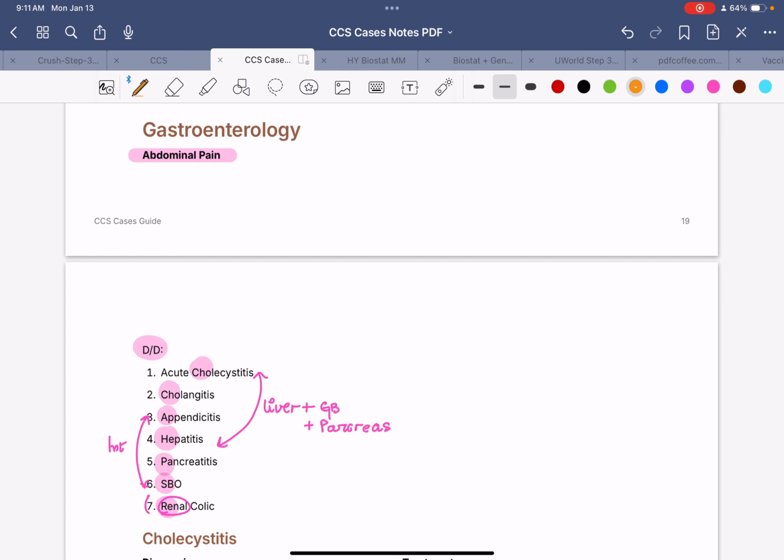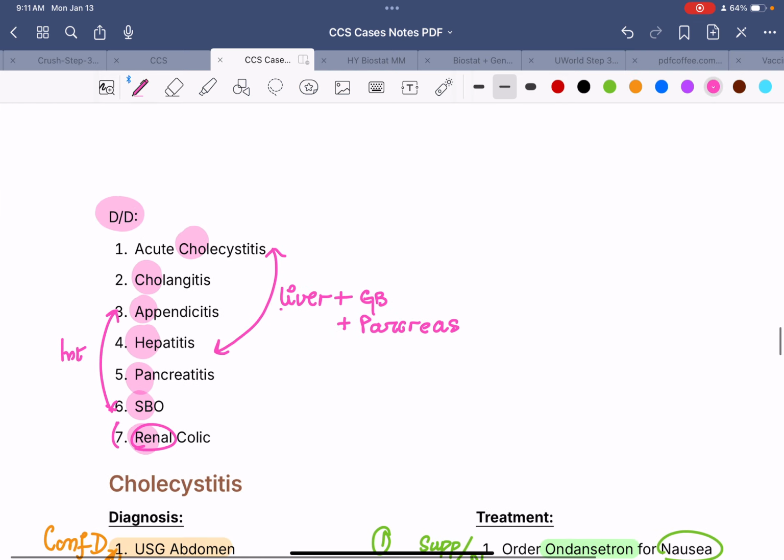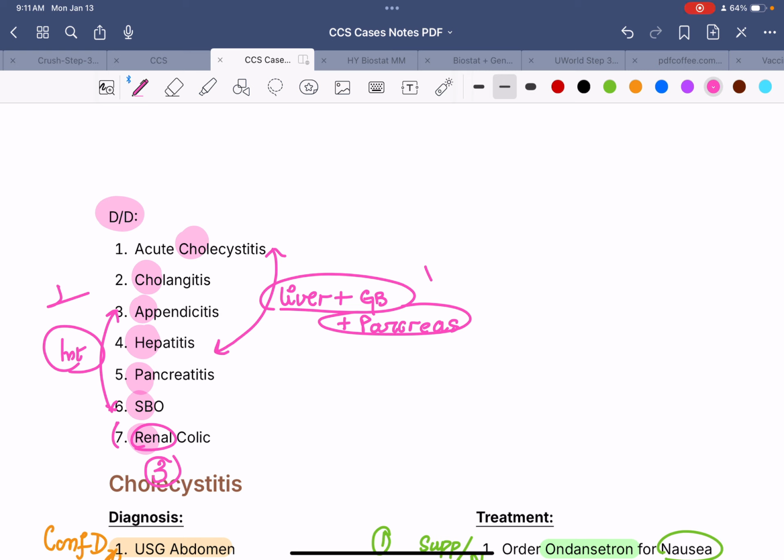The differential diagnosis for abdominal pain can be divided into three parts. One is related to liver, gallbladder and pancreas. Second is related to the intestine, and third is related to the kidneys. Regarding the liver, gallbladder and the pancreas, think about the liver, that can be acute hepatitis. Think about the gallbladder, acute cholecystitis or acute cholangitis. And think about the pancreas, that would be pancreatitis.